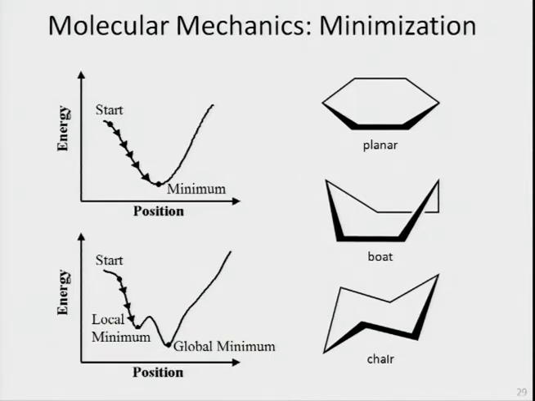And that's a relatively high energy structure, because the tetrahedral atoms don't want to be all coplanar. Instead, they would like to form a lower energy structure. So when you do energy minimization, the program will change the bond lengths and angles so that you find an energy minimum. However, as we know, for cyclohexane, there are multiple low energy conformations.